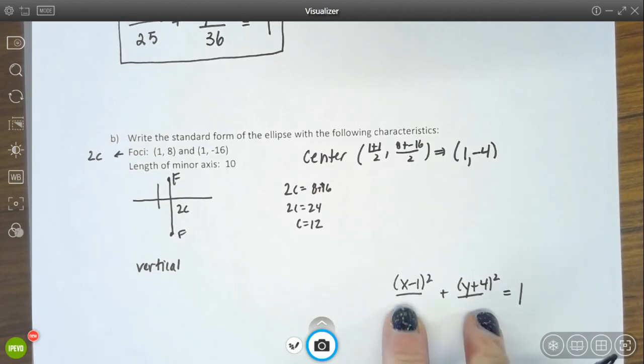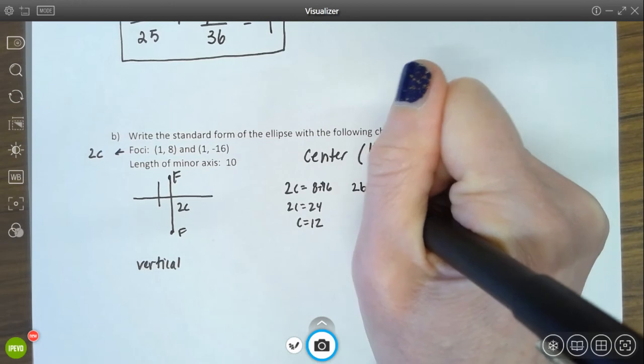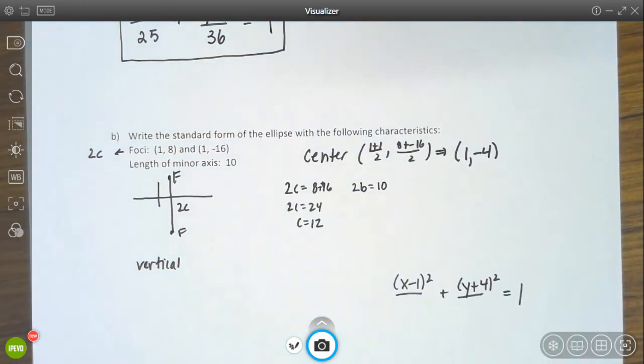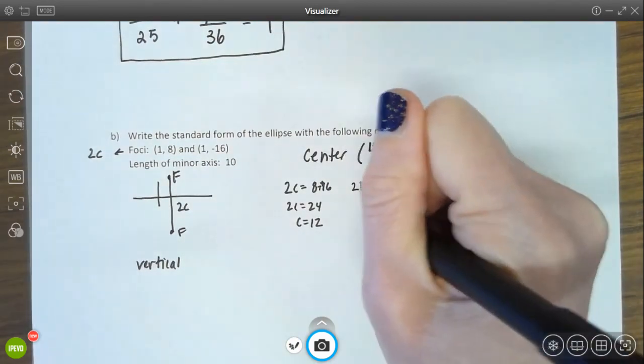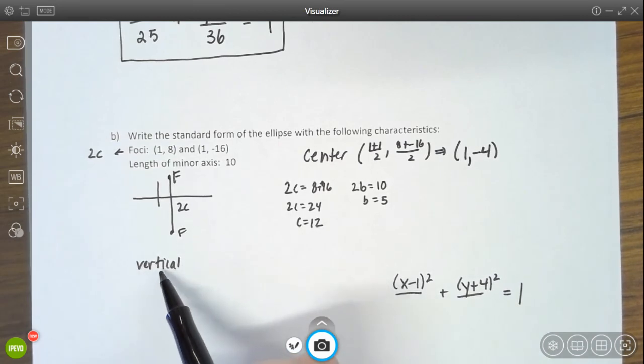That doesn't help me yet because neither of those denominators needs c. So I have to go and look at my second clue, and they told me the length of my minor axis was 10. Again, my minor axis length is 2b. So if my minor axis is 10, then 2b is 10, which means b is 5. And again, I know this was a vertical major axis, so the a squared is going to go under my y. That means the b value of 5 I just found, if I square it, is going to go under my x.